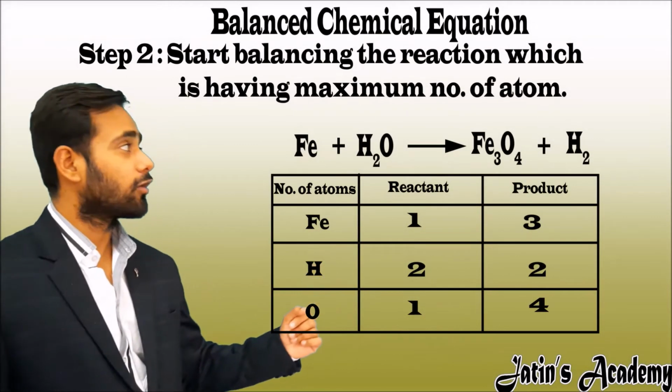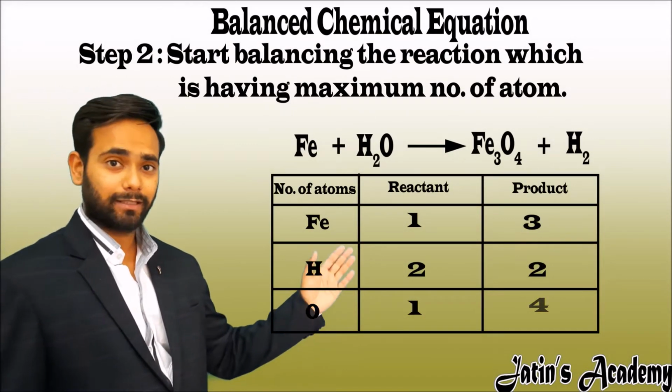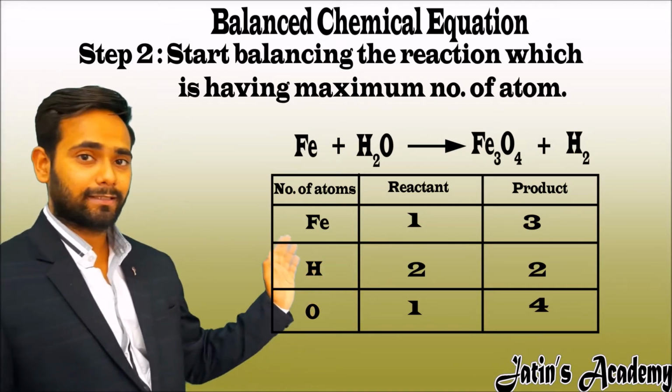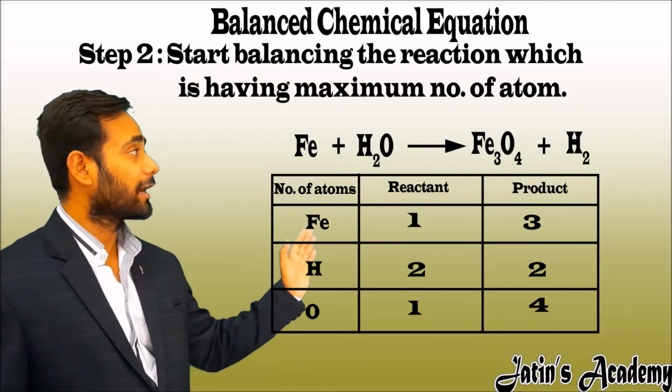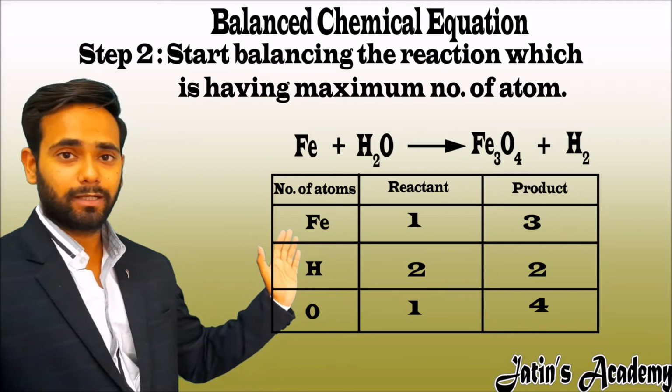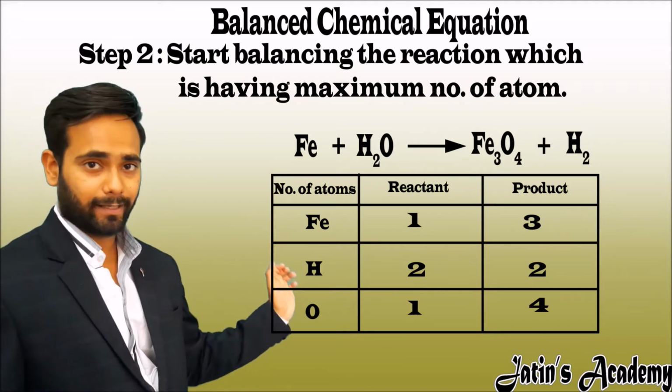In this case, oxygen has the maximum number of atoms, that is 4. Now start with the oxygen atom. On the reactant side, the oxygen atom is 1 and on the product side, the oxygen atom is 4. So we have to multiply by 4 on the reactant side.